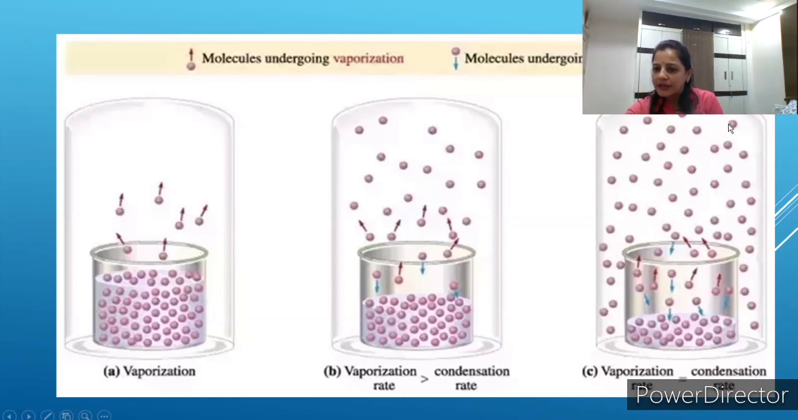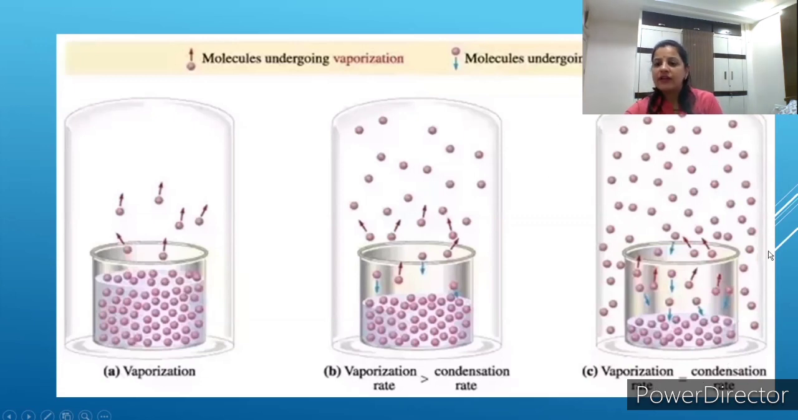The molecules will collide together and get converted back into the liquid phase, which means condensation will start. Initially, the rate of evaporation is high and the rate of condensation is slow. But as time passes, the rate of condensation increases, and a time will come when the rate of evaporation and rate of condensation become equal. That means the number of molecules getting converted into the gas phase will be equal to the number of molecules getting converted back into the liquid phase. That is, the vaporization rate becomes equal to the condensation rate.